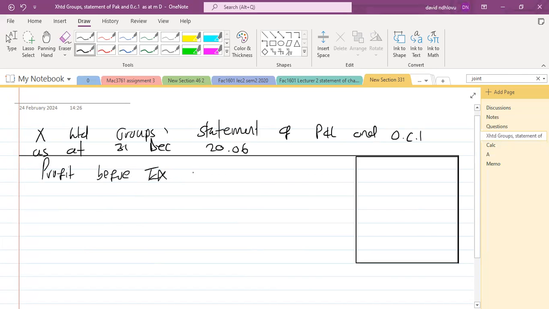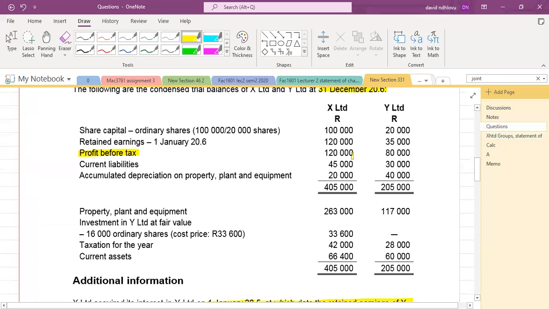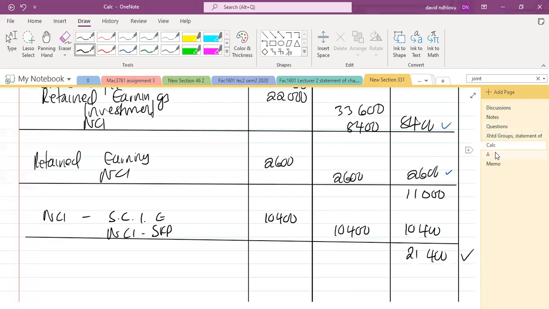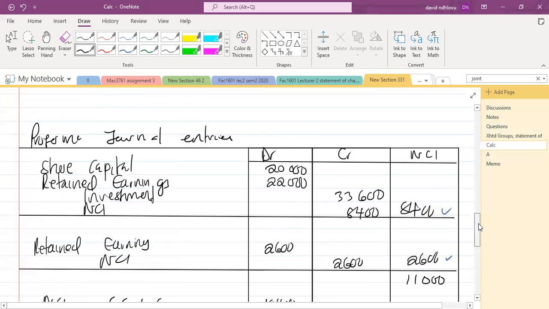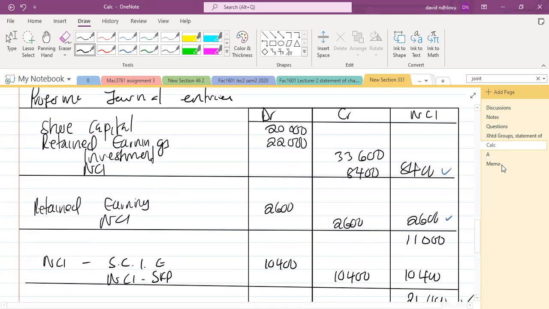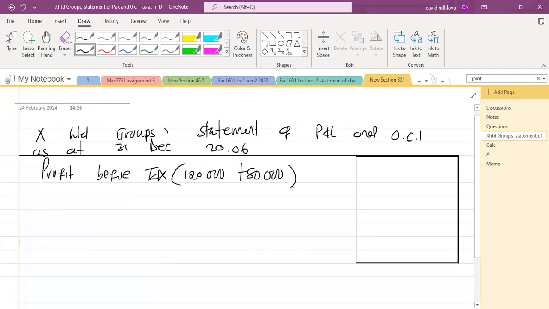Someone has calculated it. In the exam, you may need to actually calculate this figure yourself. So 120,000 plus 80,000 we consolidate. You need to check your journal. Did you pass anything that affects the statement of profit and loss? There is no income here, there is no expense that was accounted for. So there is no adjustment, which means you are sitting on 200,000 here.